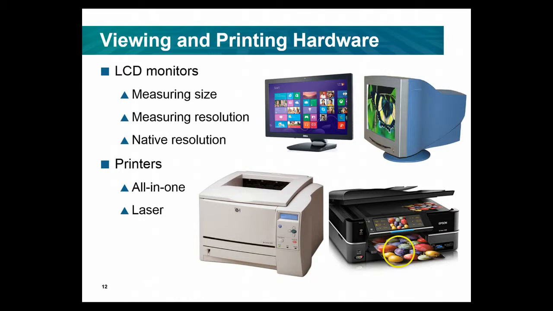Okay, some other types of physical hardware devices are viewing and printing hardware. First, we have monitors. One of these is an LCD monitor, a liquid crystal display monitor. The other one's a cathode ray tube monitor. Older monitors versus newer monitors, they work similarly.